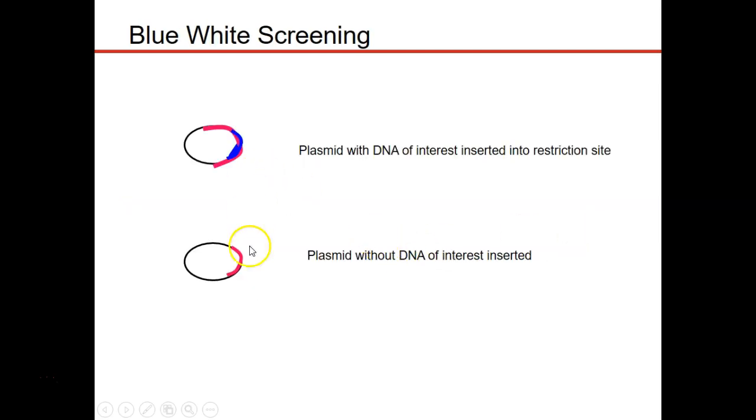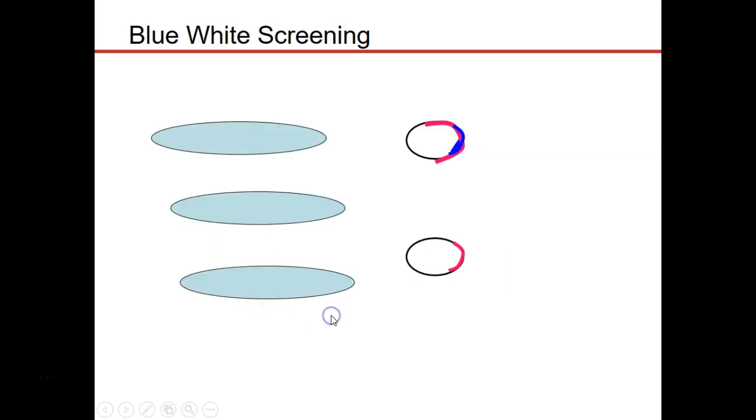So you're going to have two different types of plasmids at this point. You're going to have a plasmid that contains the gene of interest that's inserted in between, so it breaks up that beta-galactosidase gene. And then you're going to have some plasmids that just come back together. They hybridize back together. So there's no gene in there.